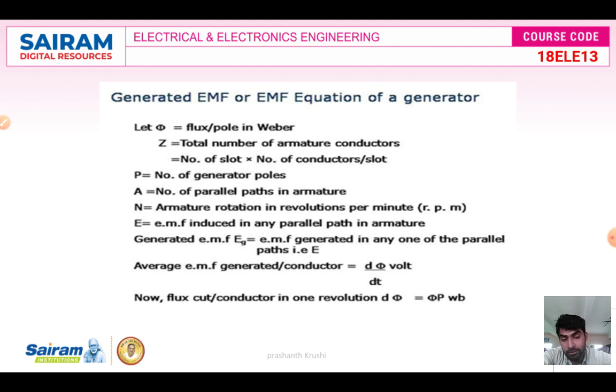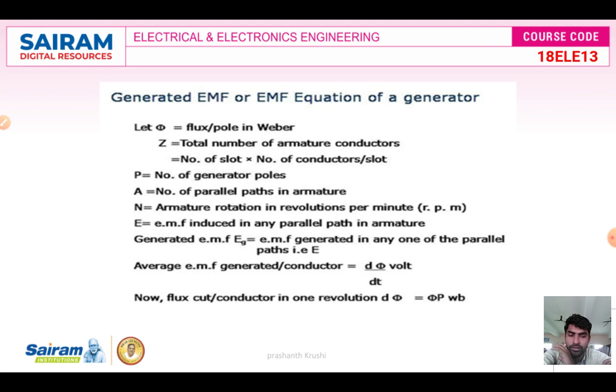The average induced EMF per conductor is d phi by dt. So again, what are the working principles in the DC generator? One is Faraday's laws of electromagnetic induction, Fleming's right hand rule, dynamically induced EMF, and Lenz's law. Faraday's first law: when a conductor cuts the magnetic field, EMF is induced, because the magnetic field is constant and the conductors are rotating. Second, Faraday's law: the induced EMF is directly proportional to the rate of change of flux linkage. With the minus sign, N into d phi by dt, Lenz's law applies.